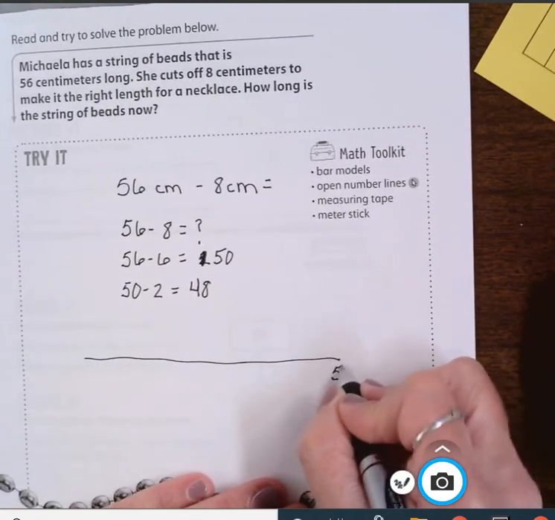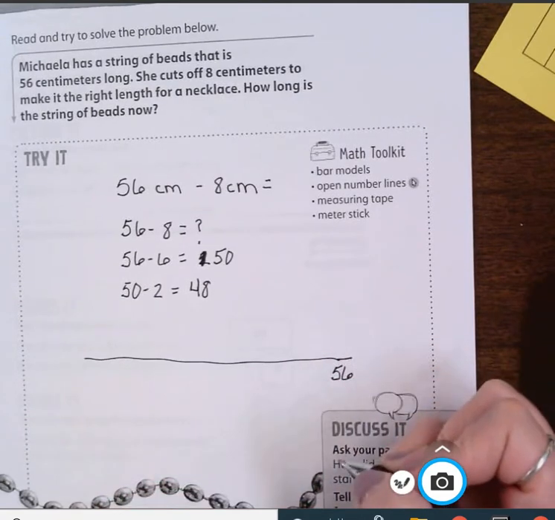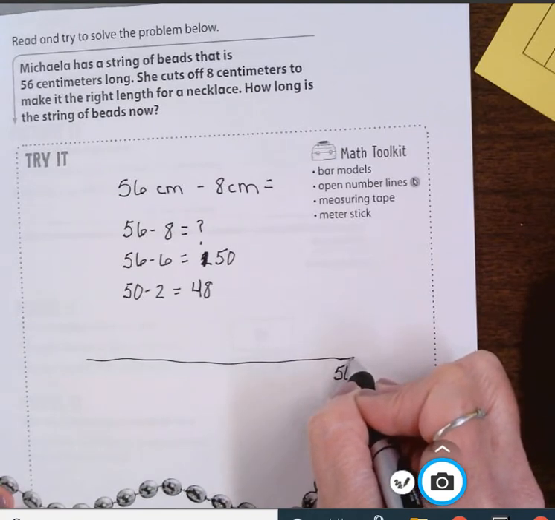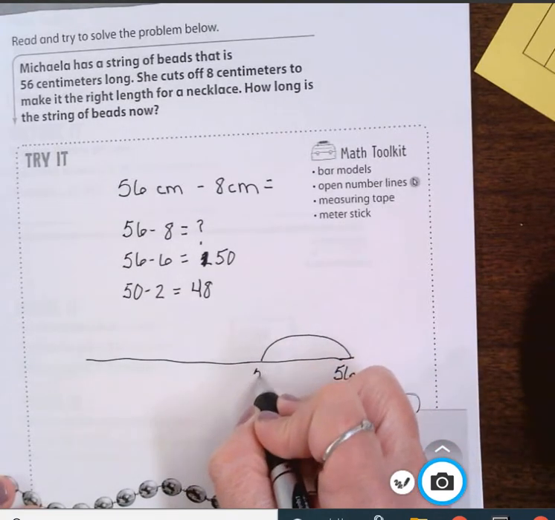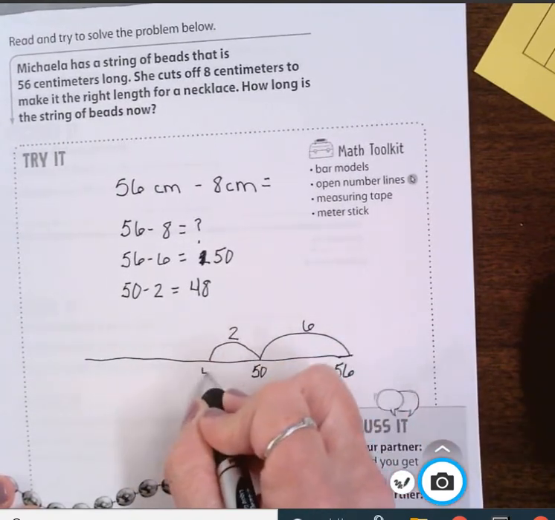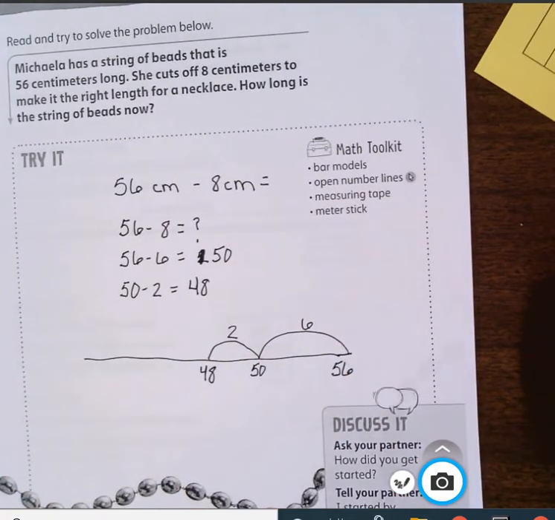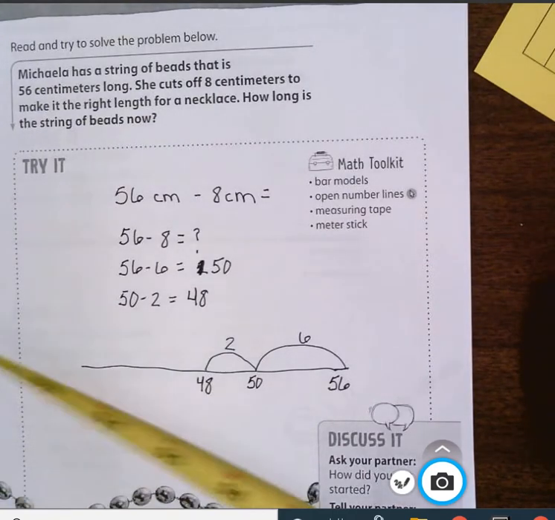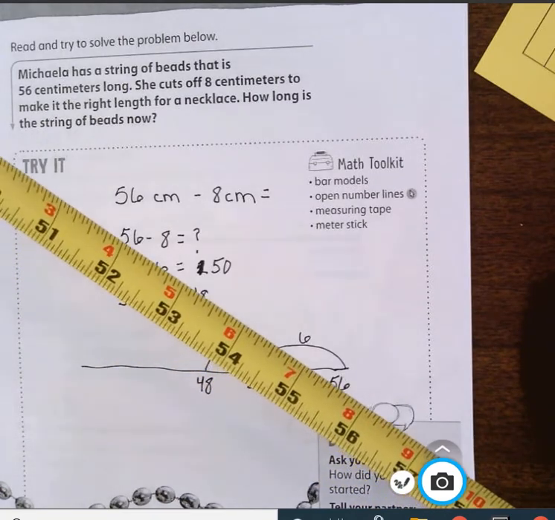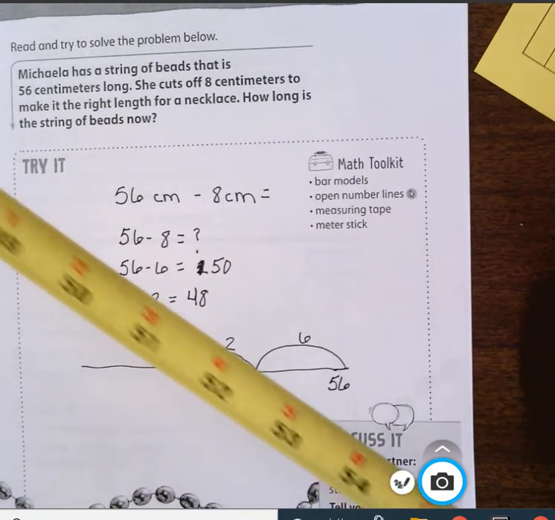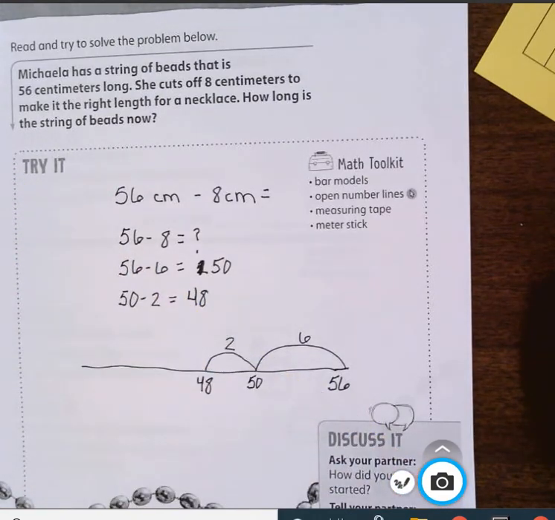And we have 56. I know that Jet loves the number line, so I bet he's doing the number line. So we can just go back to 50. And that's 6 jumps. And then go back 2 more. And that'd be 48. Or again, you can use your measuring tape. Go to 56 and go back 8. 1, 2, 3, 4, 5, 6, 7, 8. It's kind of like using a number line, but using a measuring tape instead, isn't it?